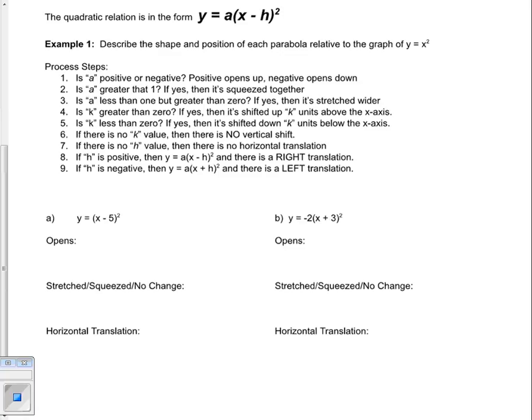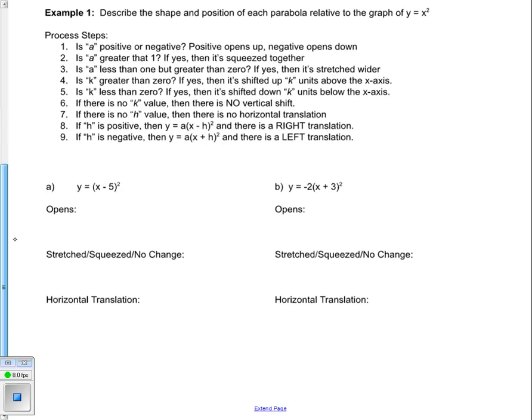So now we're going to use what we know about the a, h, and k values to describe what's happening to a parabola when we're just given the equation. We're going to be able to describe in words the shape of a parabola and the location of a parabola just using the equation.